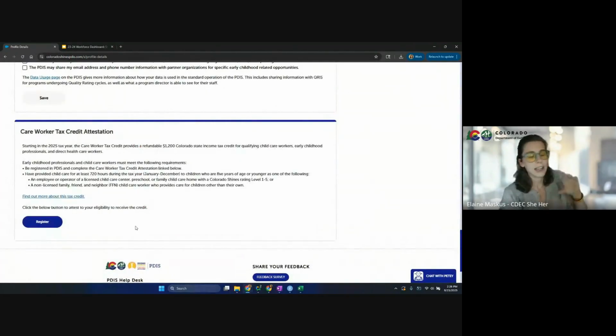And again, I'm not going to do it right now, but a table will show up below where the register button is that has that tax credit attestation data, including what is called an attestation ID, which is a short, randomly generated number that we will be sending to the Department of Revenue. So when folks file their taxes, they'll need to include that attestation ID number from the PDIS on their tax filings. And that is one of the main ways that the Department of Revenue will be able to confirm that folks should be receiving the credit.